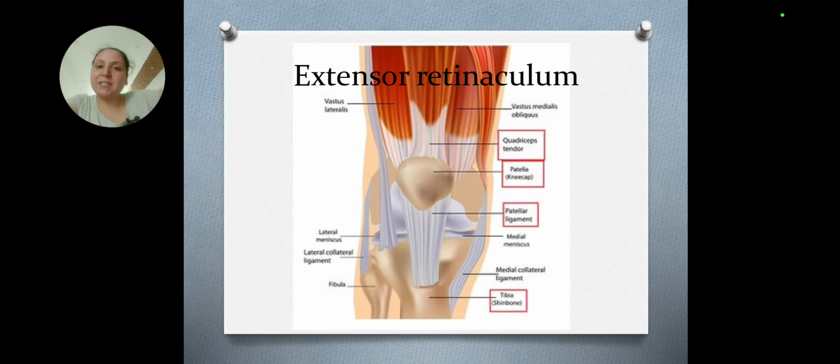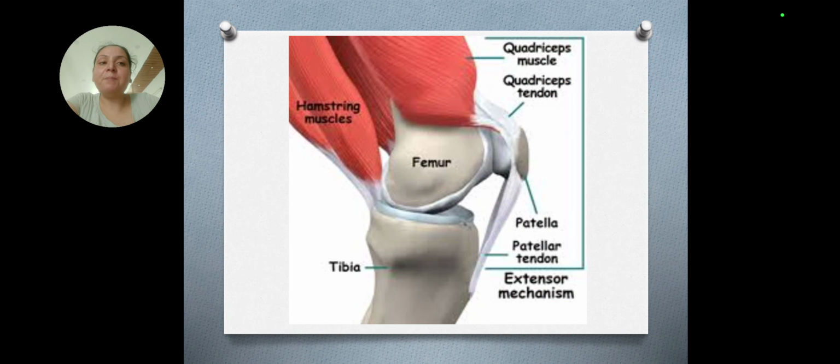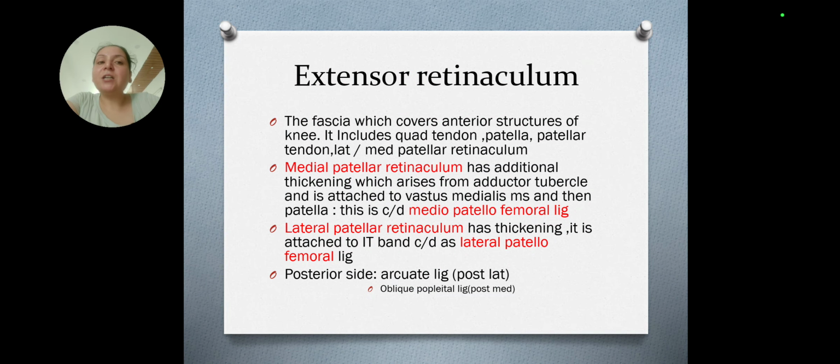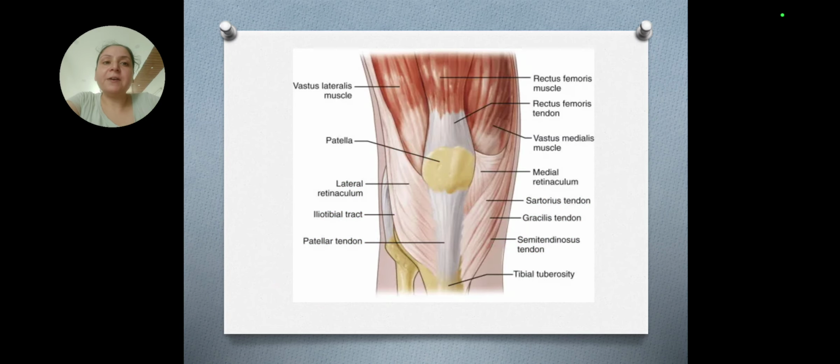What is extensor retinaculum? It is basically a fascia which is covering these structures on the anterior side and medial and lateral side. Fine. The parts are the medial and lateral patellar retinaculum and the capsular ligaments in it. So these are a part of the superficial fibrous joint capsule.